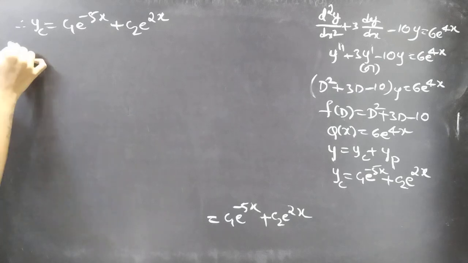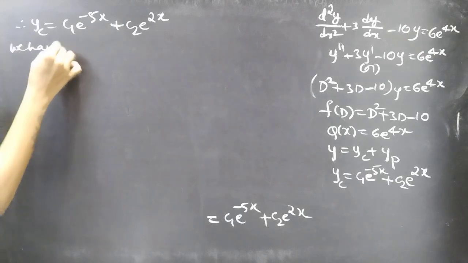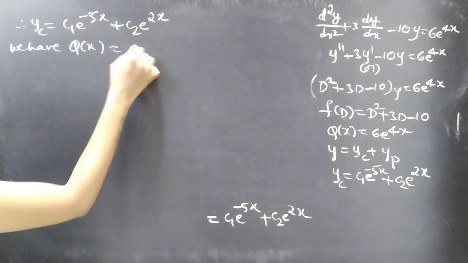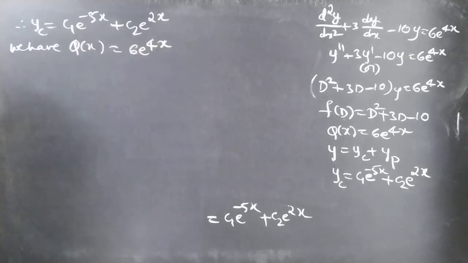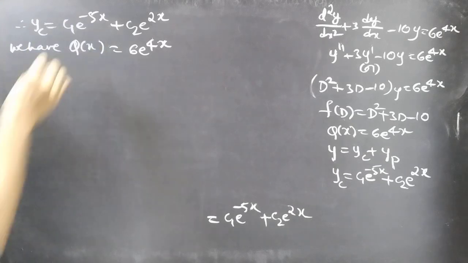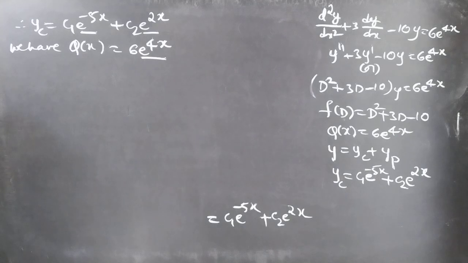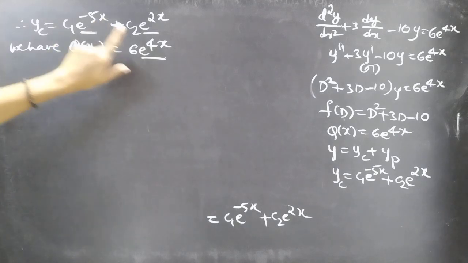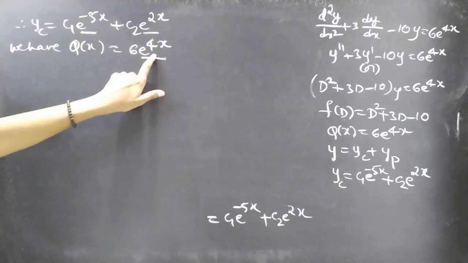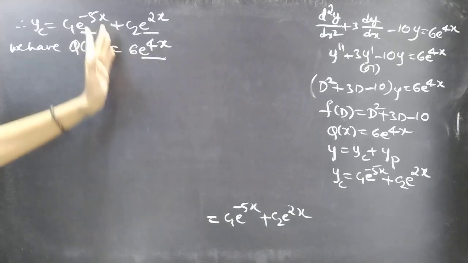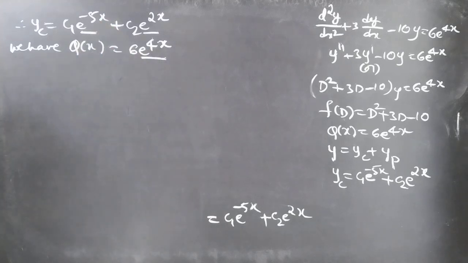Now, also we have q of x equal to 6 e power 4x, right? Now, observe the terms in q of x and yc, just compare q of x and yc, okay? The terms of q of x and the terms of yc. Here you need to observe the functions of x, not the coefficients, okay? Here you are having e power minus 5x, e power 2x and e power 4x. So you don't have any common terms in these two, right?